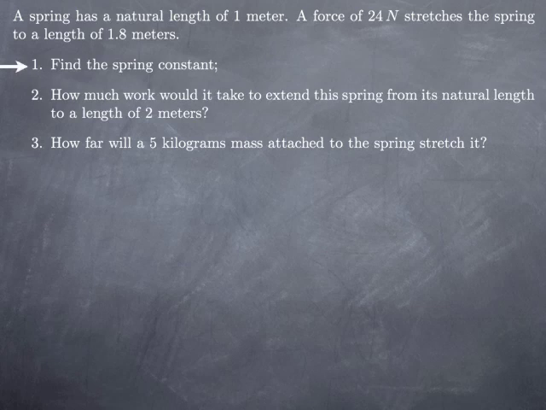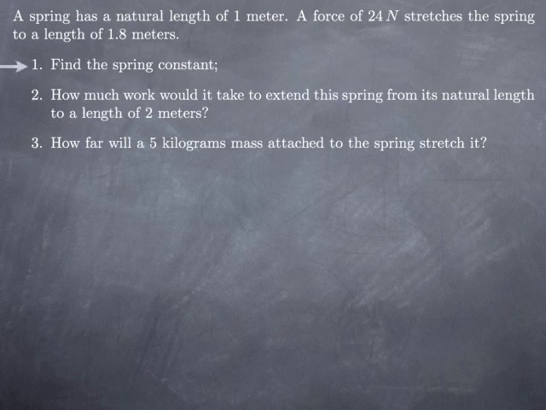So let's look at an example involving such a spring. In this case, our spring has a natural length of 1 meter, and we know that a force of 24 Newton stretches the spring to a length of 1.8 meters. In other words, 24 Newton produces an elongation of 0.8 meters.